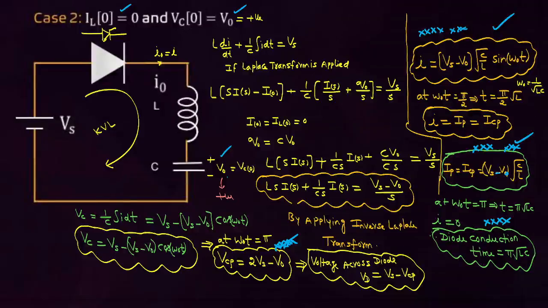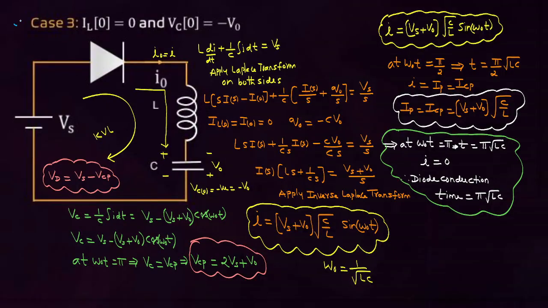Up to now, in most of the competitive exams, even in the GATE exam, there is no question by giving the initial current in the inductor. They ask the questions only with the initial voltage across the capacitor. Those cases only you mainly have to concentrate on.